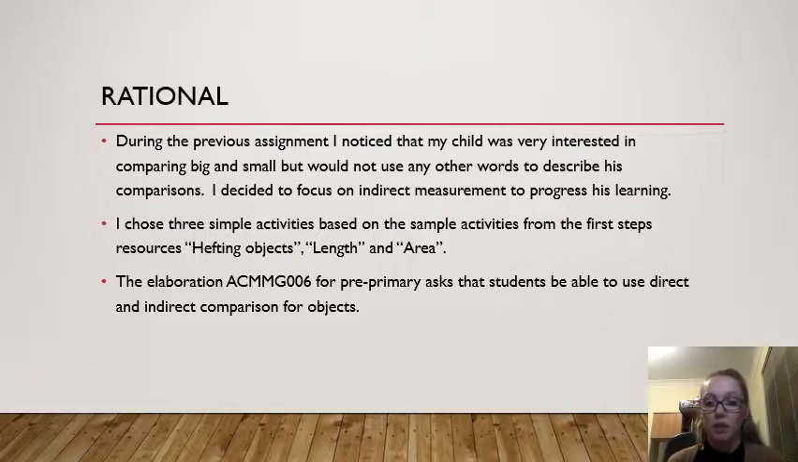I decided to use indirect measurement for my 3 activities using hefting objects, length, and area. These are all based on activities that were found in book 1 of Measurement First Steps, and I incorporated them and had a bit of fun with them.